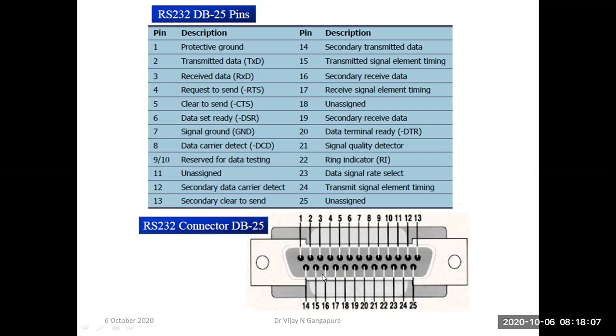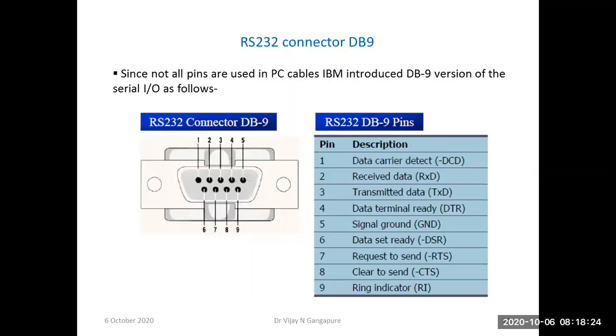COM port, that is, serial communication port. Out of these 25 pins, only a few pins are used in actual serial communication. So afterwards, instead of putting this DB25 connector on PCs, it was changed to a DB9 connector. Since not all of the 25 pins are used in actual serial communication, the DB25 connector is replaced by the DB9 connector, in which the shape of the connector is again D, but the number of pins available is 9.